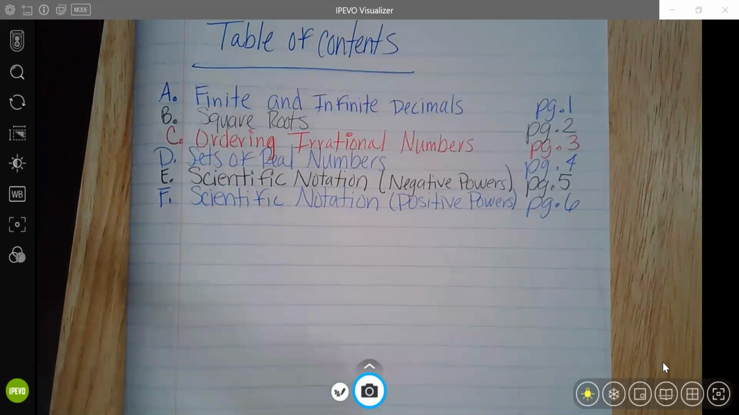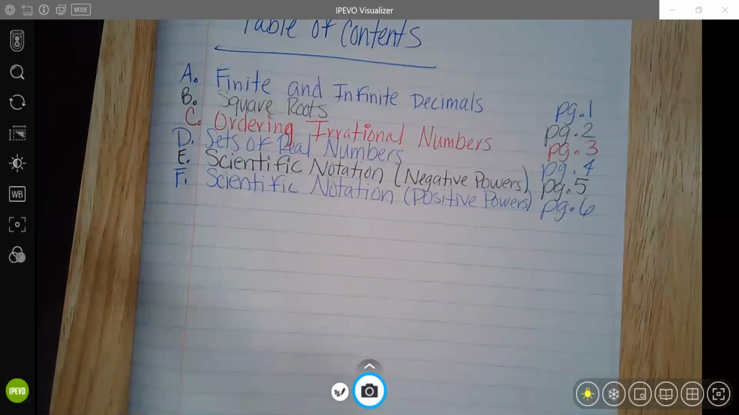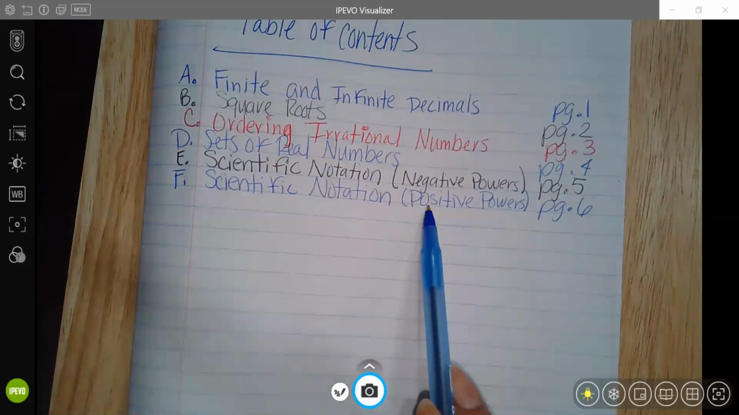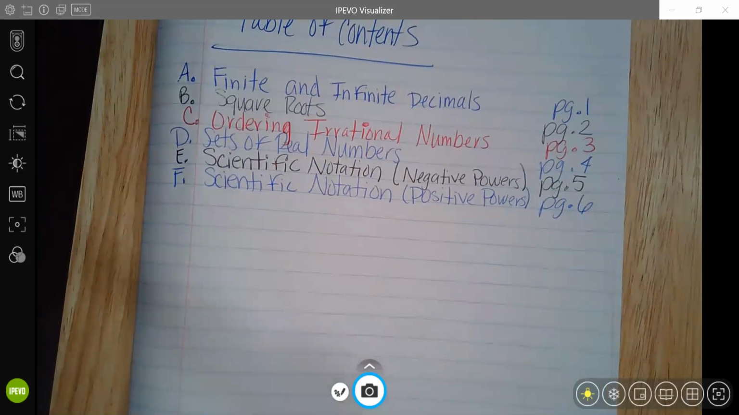All right, so table of contents. So it's going to be very similar to what we wrote down yesterday, except now we are going to have positive powers, and we're going to be on page 6 instead of page 5.